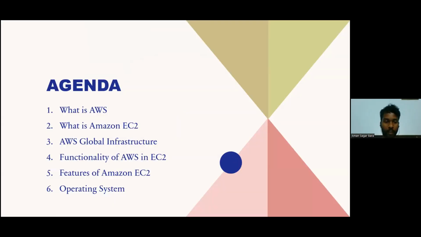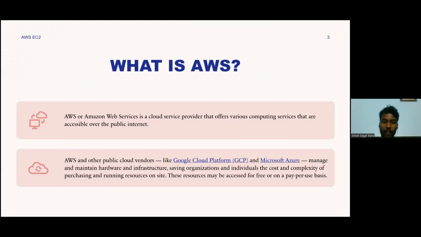This is today's agenda. What is AWS? What is Amazon EC2? AWS Global Infrastructure, functionality of AWS in EC2, features of Amazon EC2 and operating system. And what is AWS? AWS is a Google online platform where it provides cloud services over the public internet. A few examples are Google Cloud, Amazon, Azure, and some others.